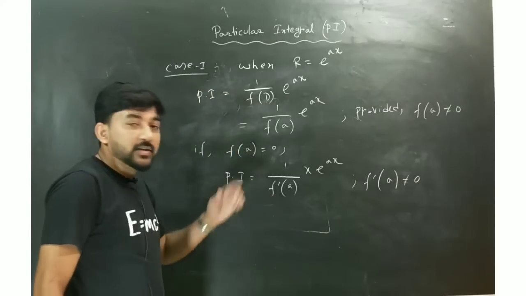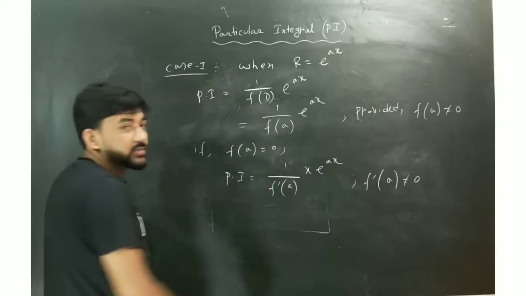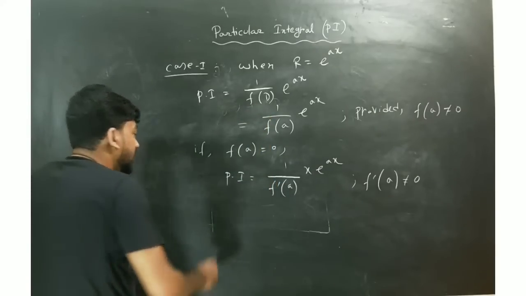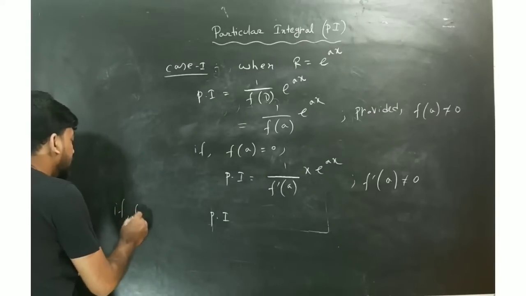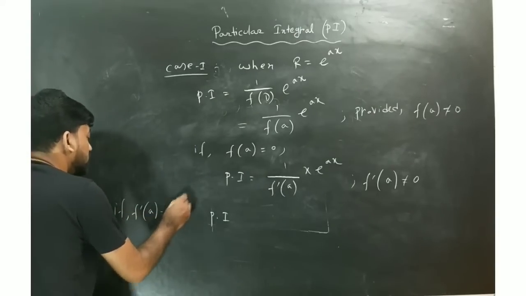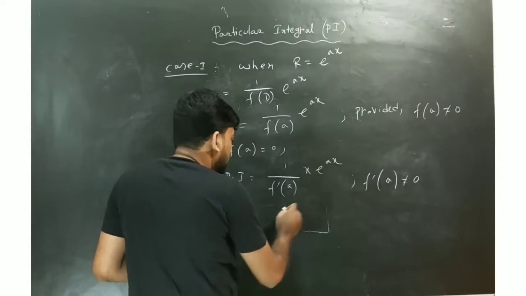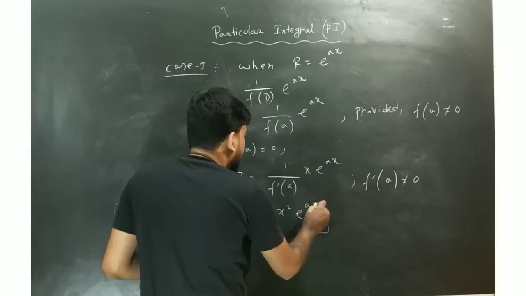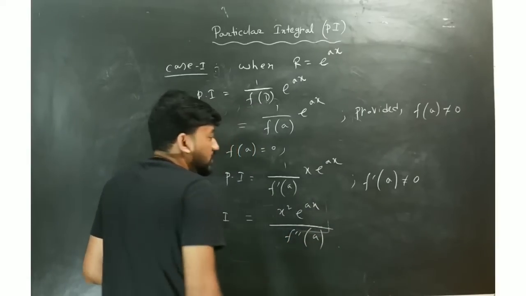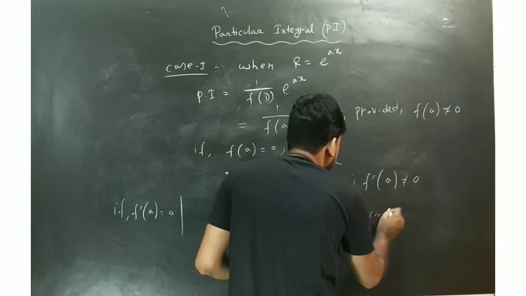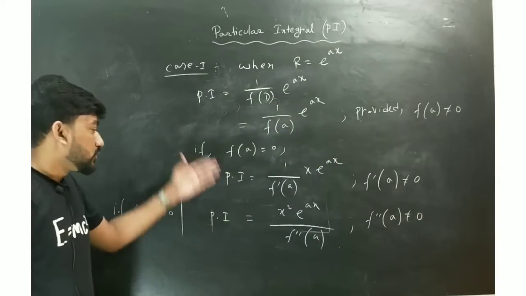But again, if your f dash a is equal to 0, then in that case you have to take the second derivative of this and put f for d. So in that case, if f dash a is also 0, then your particular integral will be, instead of x, now it will be x square e to the power x over f double dash a. And obviously here also this f double dash a is not equal to 0, and it will go on.